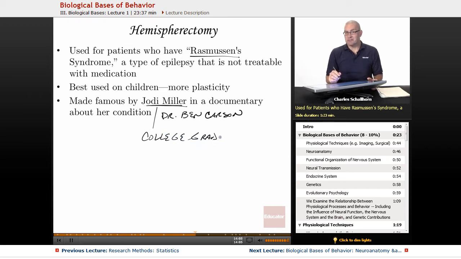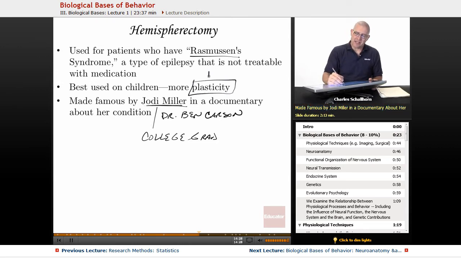She's now a college grad. She won several scholarships from the Hemi Foundation, which is a group that helps support people who have had hemispherectomies. So you can have a large portion of your brain removed and still function and be a real-life good human being that lives a wonderful life. And that is because of this concept called plasticity.